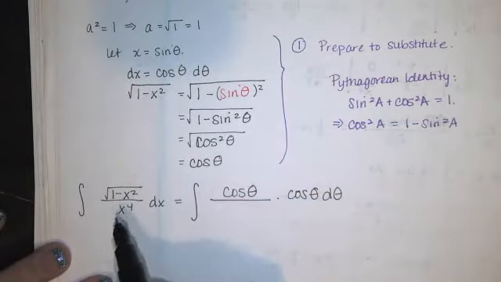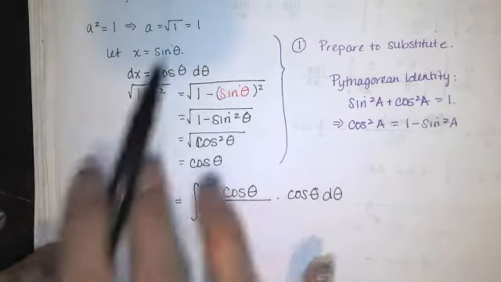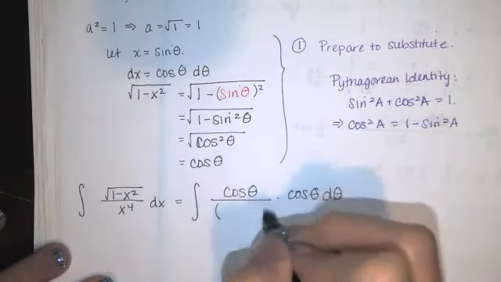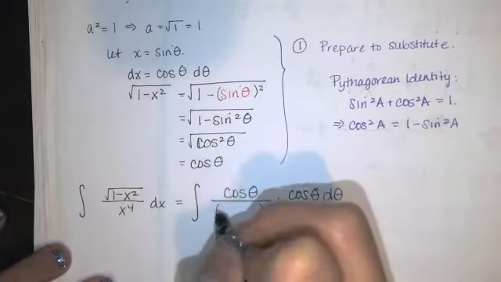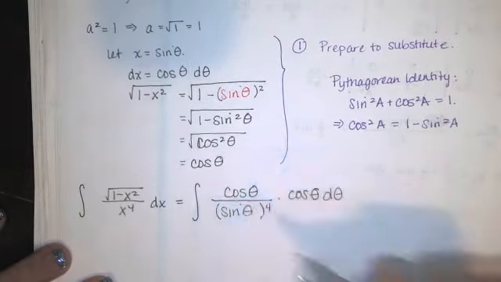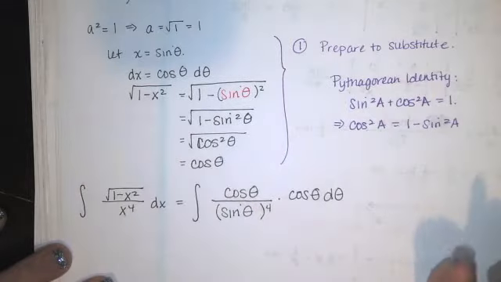Alrighty, and then that denominator, it has an x to the 4th in it. We don't have an x to the 4th here, but we do have an x. So that 4th power is still there, and we're going to replace the x with sine of theta. All right, so that is our new integrand written in terms of theta.